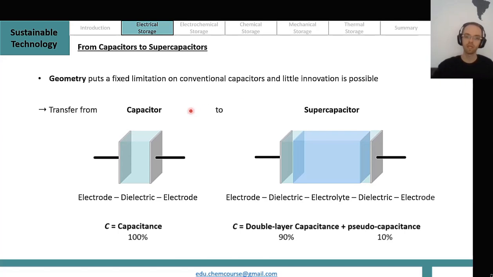So in a capacitor, we have a setup which is an electrode, a dielectric, and an electrode, and you will get a capacitance, and this capacitance will be 100% of the overall capacitance of this material. Now, if we go to a supercapacitor, we have a somewhat more complex setup. We have an electrode, a dielectric, and something I call electrolyte here in between, another dielectric, and another electrode.